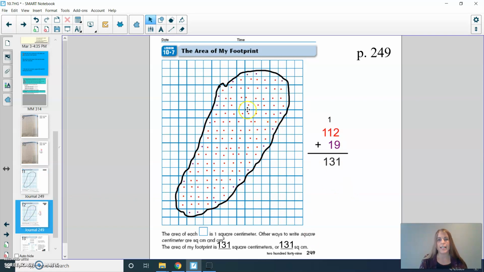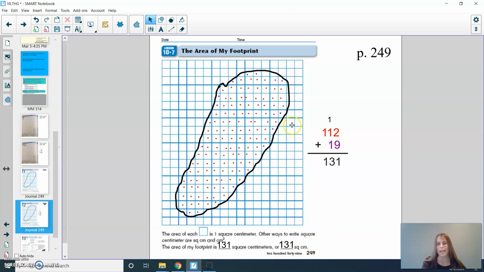For my foot, again, I did the red dots when I counted all of the whole squares, and I had 112 whole squares. Then I went back and counted how many partial squares I had, and I had 19. When I added, I know that 9 plus 2 is 11. I carried my 1, put my 1 below. 1 plus 1 plus 1 is 3, and then I added my hundreds. So I had a total of 131 square centimeters, or 131 SQCM, which also stands for square centimeters.